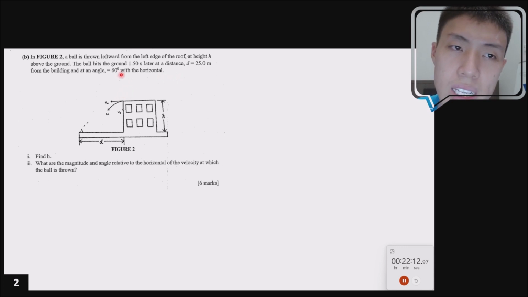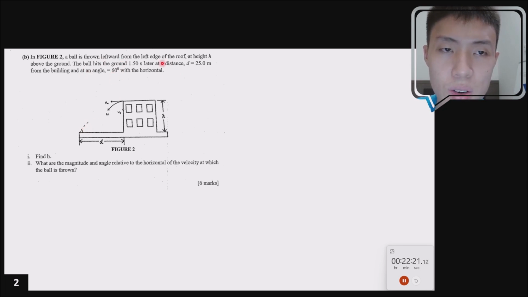Okay, so I think this 60 degree over here, it's for this hits the ground at an angle of 60 degrees with the horizontal. So probably I should label it more clearly. So I think they also give a bit of hint. The 60 is over here.